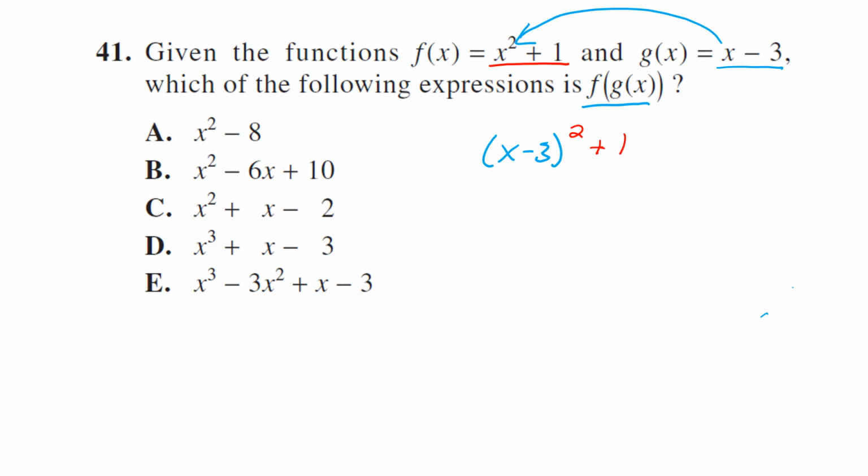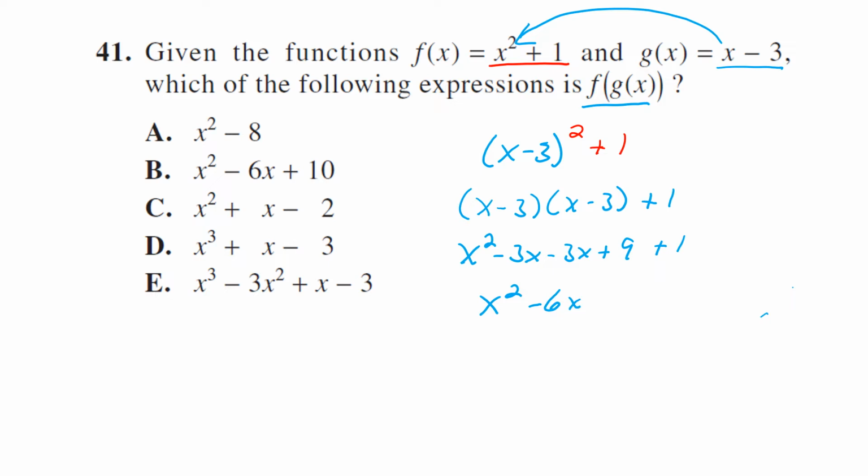So now we're going to FOIL it out. So we have x minus 3 times x minus 3 plus 1. That's going to be first, outer, inner, last. X squared minus 3x minus 3x plus 9 plus 1. X squared minus 6x plus 10. Just combining my like terms. And there's our answer, actually. So your answer is B.